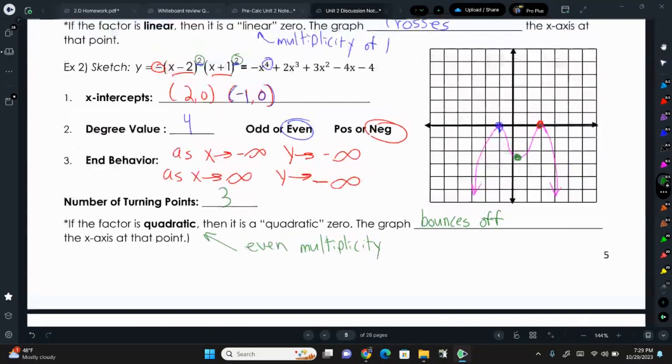So if we have an even multiplicity, our graph bounces off the x-axis. It touches it and it comes back. Like if you throw a ball at the wall, it hits the wall and then it comes back. That is a bounce.